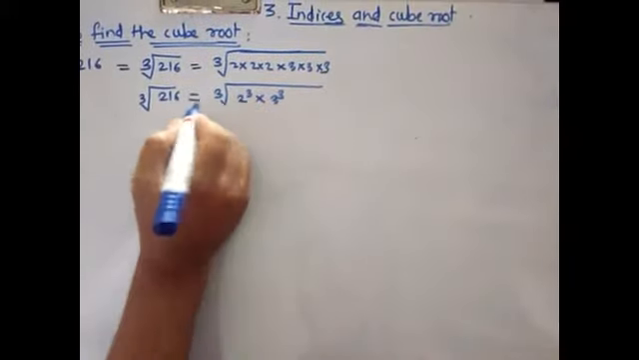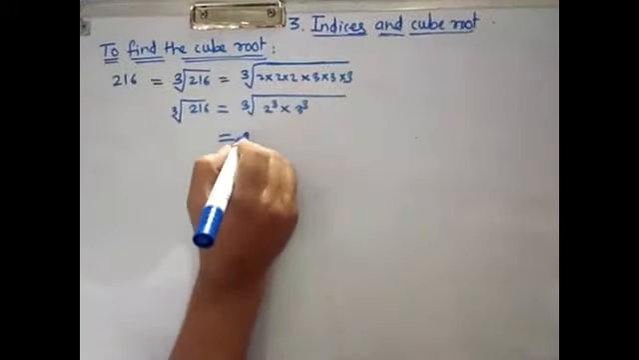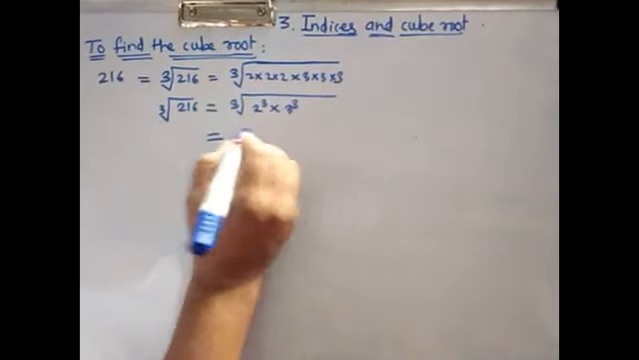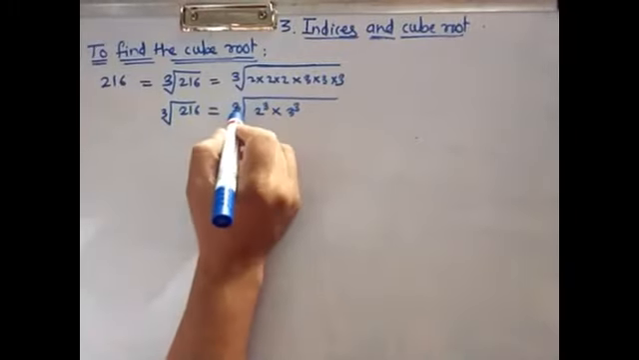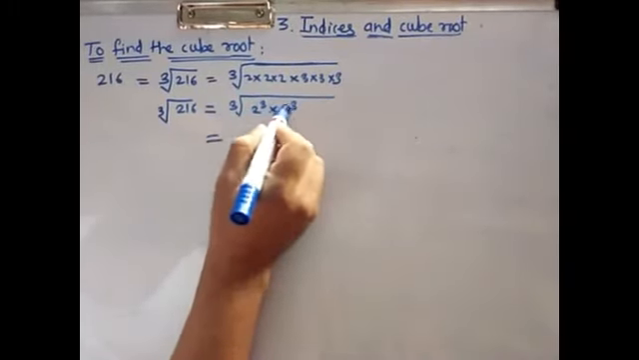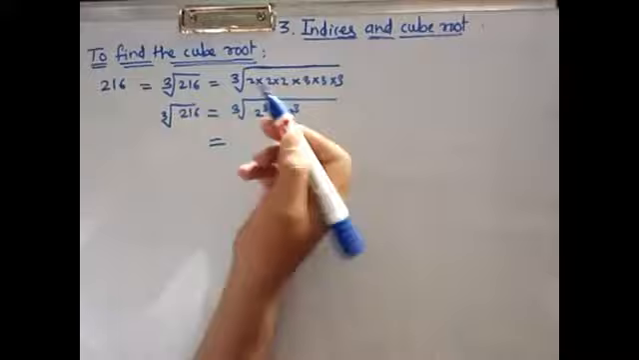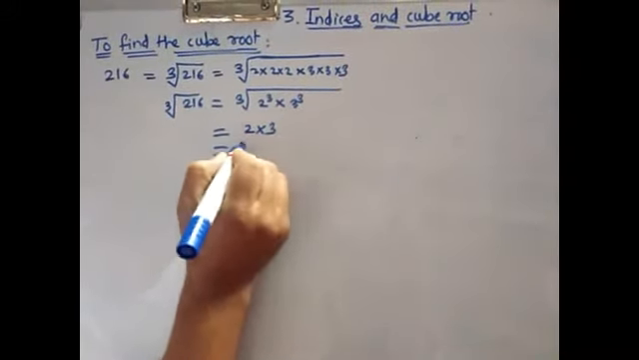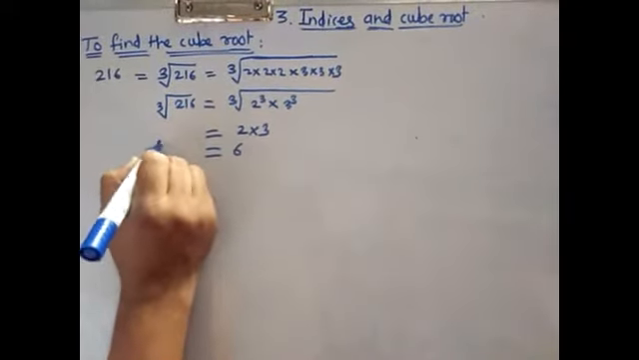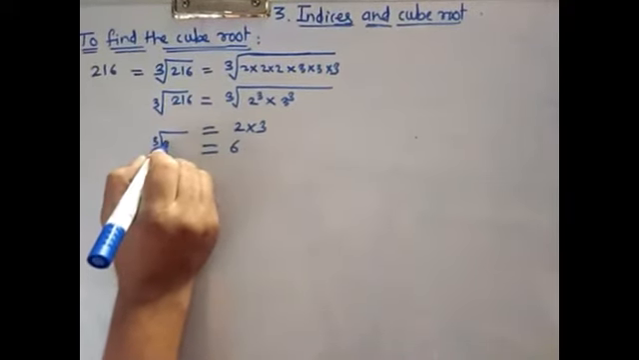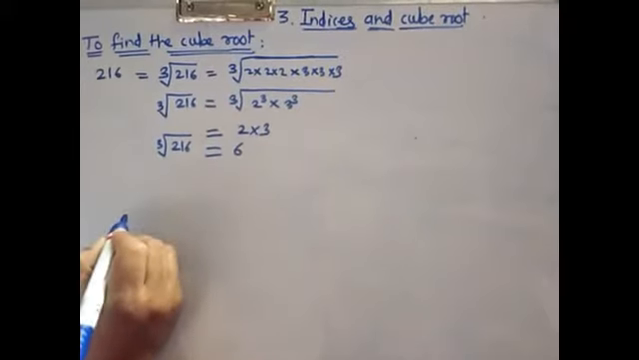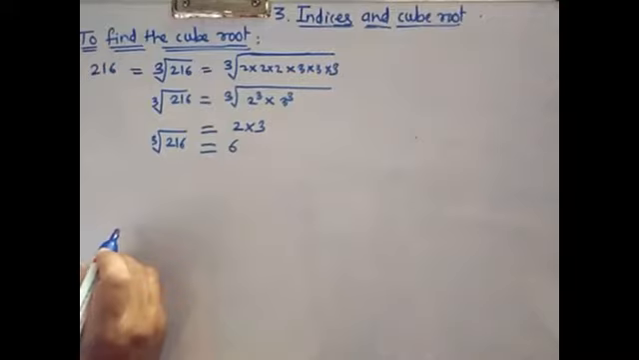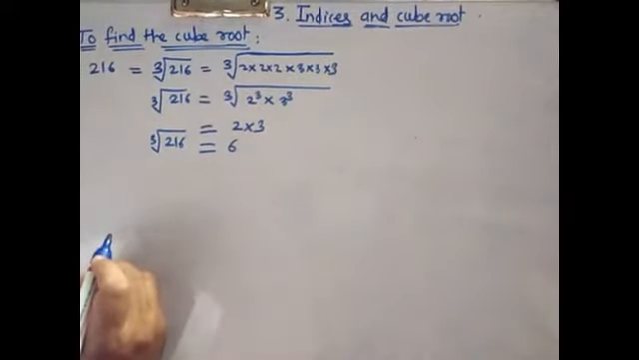Then again we can write that the cube and the cube root will get cancelled, so we can write 2 into 3, and the answer is 6. In this way we can find the cube root of 216. So practice set 3.2 will be continued.